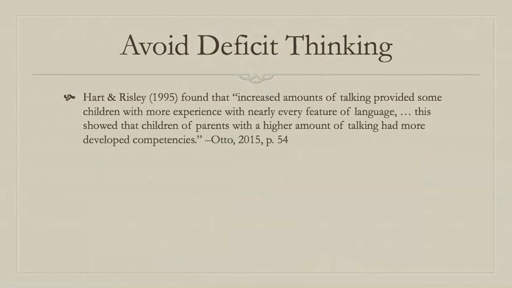Okay, so in order to avoid the deficit thinking, I want to highlight this quote. This quote is from the Otto book, and in the 2015 version, it's on page 54. This is Hart and Riley from 1995, who found that increased amounts of talking provided some children with more experience with nearly every feature of language. And this, to them, showed that children of parents with a higher amount of talking had more developed competencies.